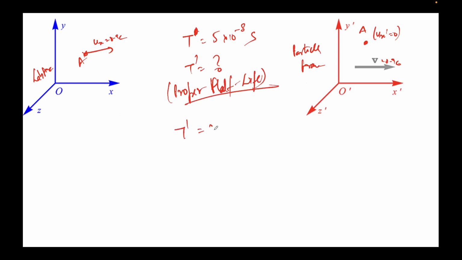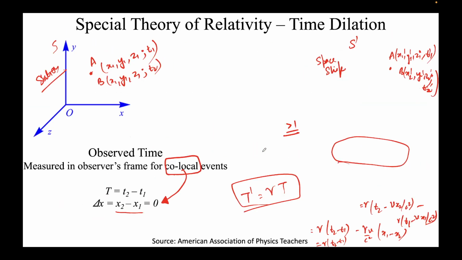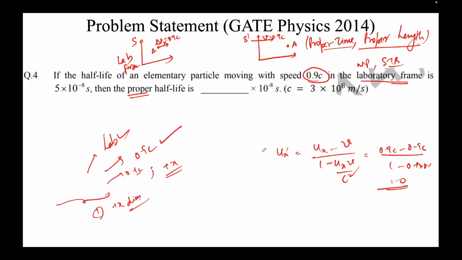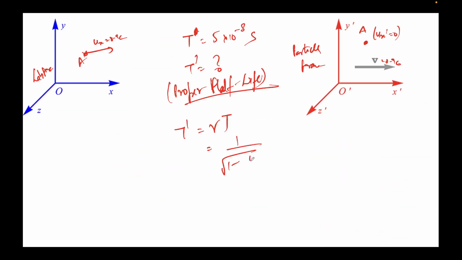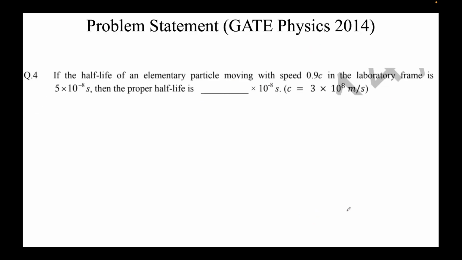So we know this formula, t prime equal to gamma t. Gamma would be 1 over square root of 1 minus v square over c square. v square is 0.9 square c square over c square. This gets cancelled. t I will plug in later. This will be 1 minus 0.81, so square root of 0.19. The square root of 0.19 is 0.435. So this is coming out to be t over 0.435.